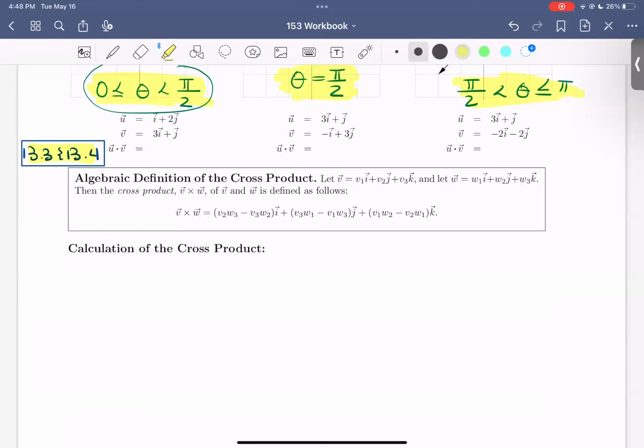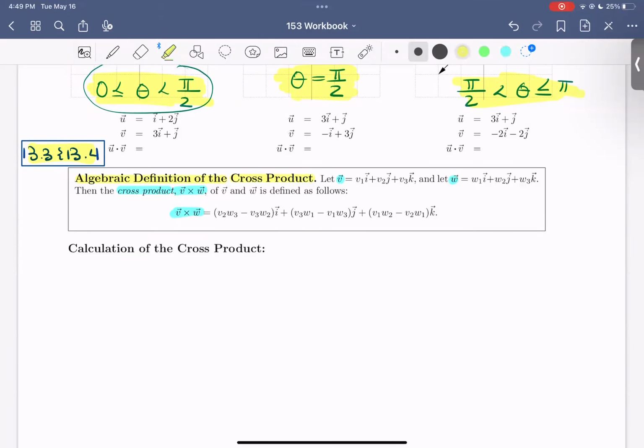In this video, we're going to continue our work in sections 13.3 and 13.4. We're going to now look at the cross product. To start, we're going to look at the algebraic definition of the cross product, meaning this is how we compute a cross product. Similar to our previous example with dot products, we're going to start with two vectors, v and w. Then the cross product of v and w, written as v cross w, is defined as follows.